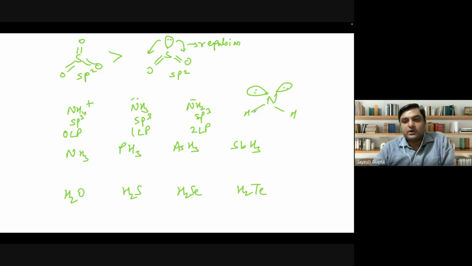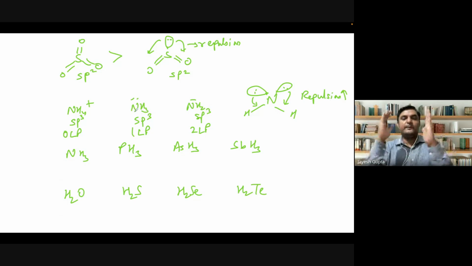And just now I told you that lone pair-bond pair repulsion is very high, due to which the bond angle will decrease. They will come closer to each other. In NH4 plus, no lone pair, so no repulsion, so it will have the maximum bond angle. In between is NH3, with one lone pair repulsion. Here, two lone pair repulsion in NH2 minus, so the bond angle will decrease by a much larger value in NH2 minus. Okay, so this way you will get this one.